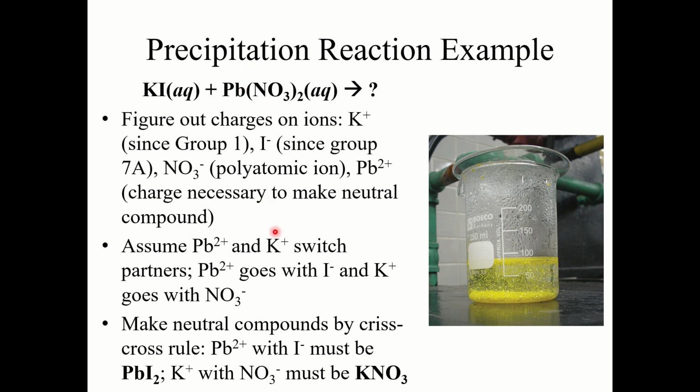Now what you're going to do is try and predict the products. So you're going to assume that they swap partners. So Pb2+ and K+ switch partners. So lead is going to react with iodide and potassium is going to react with nitrate.